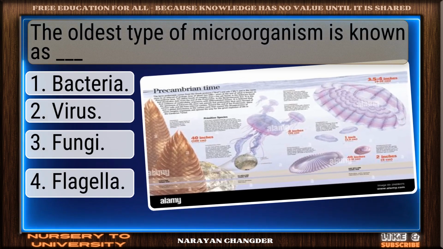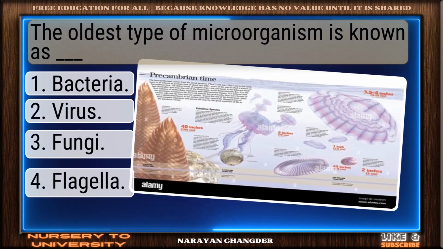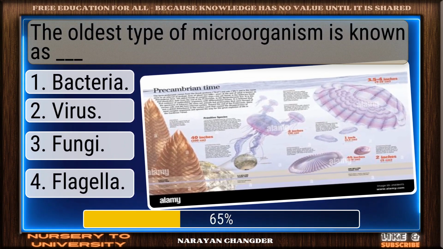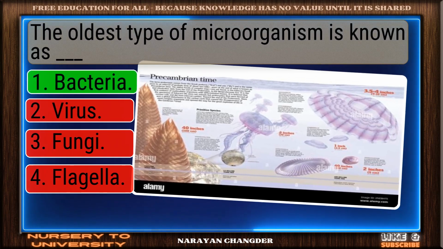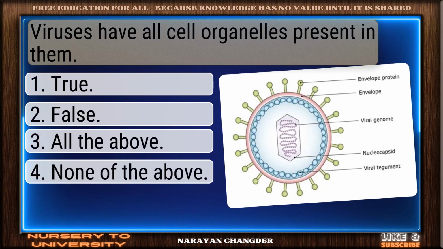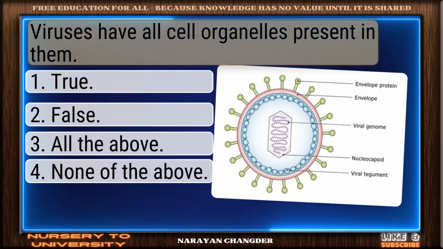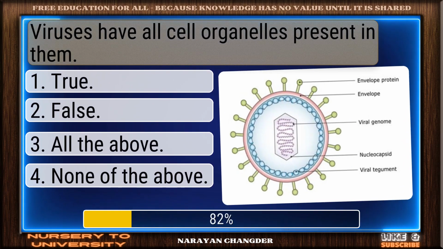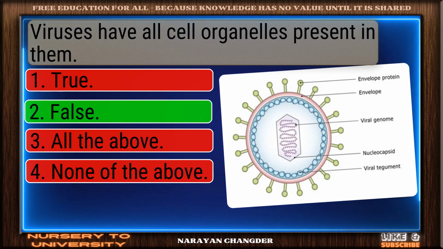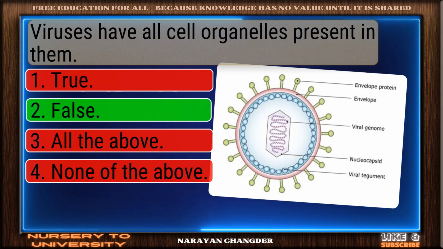The oldest type of microorganism is known as dash. Correct response. Bacteria is the most accurate answer. Viruses have all cell organelles present in them. Great thinking. False is the right choice.